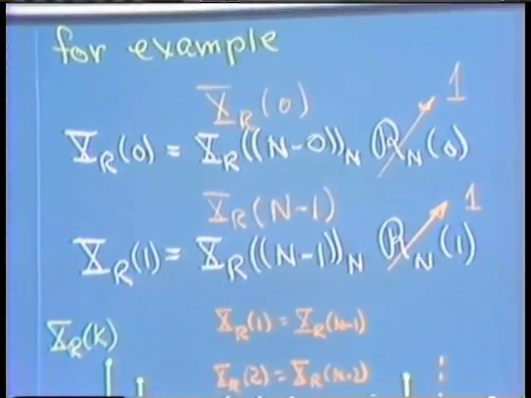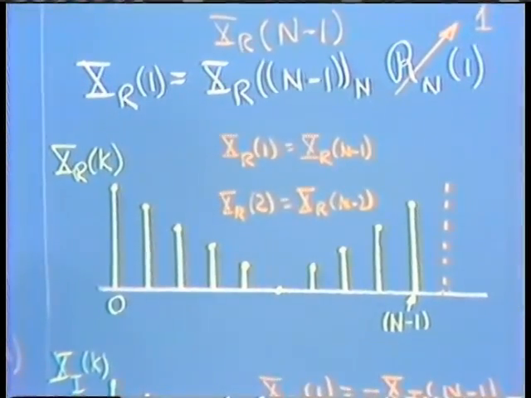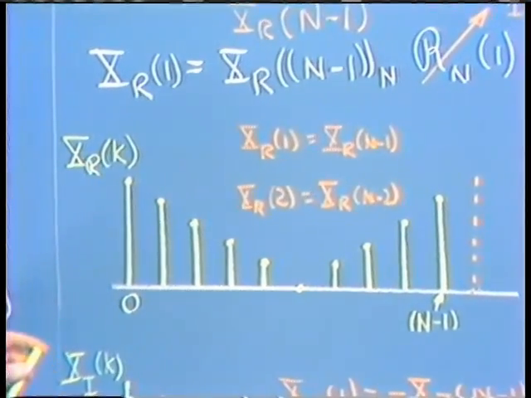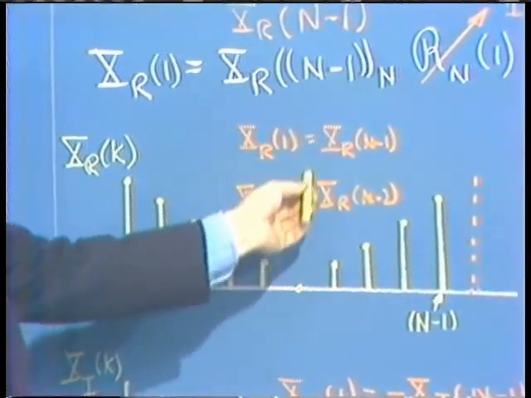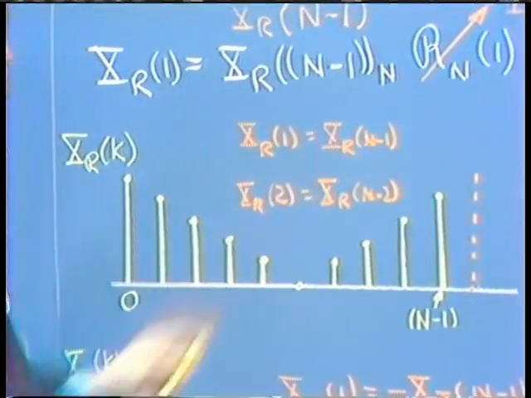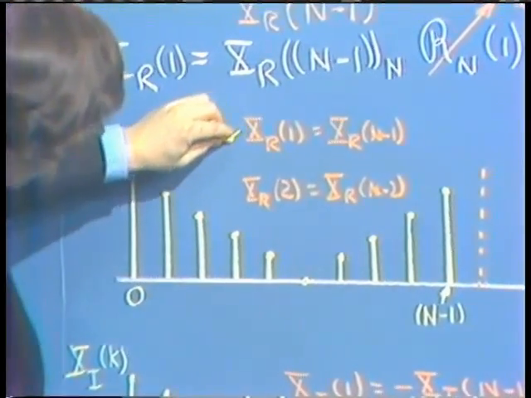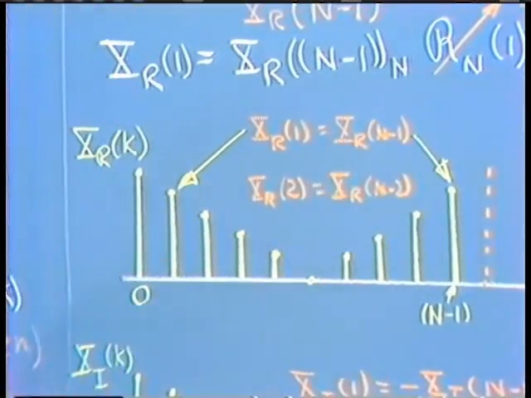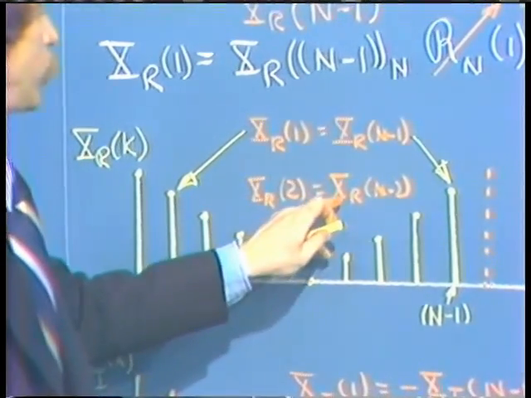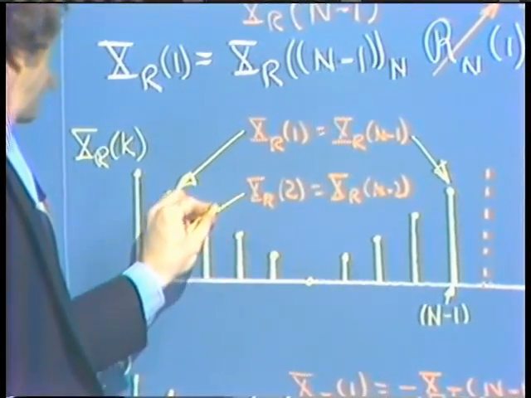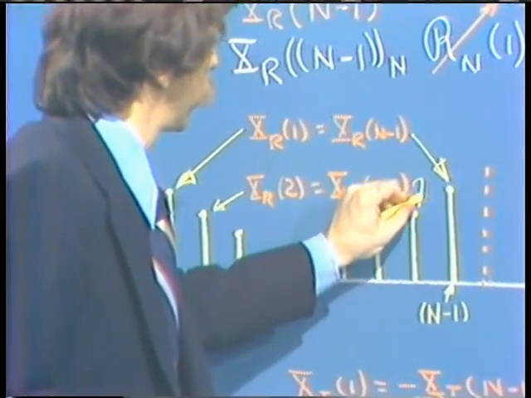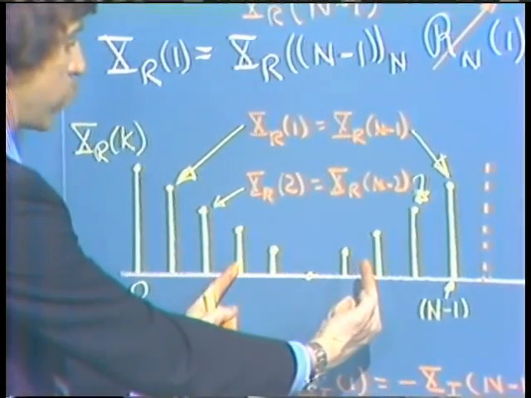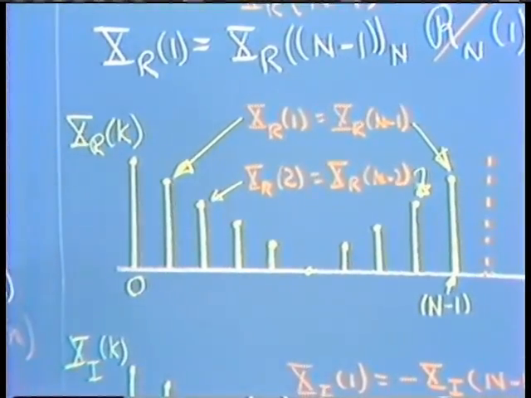So as an example, here we have what can correspond to a real part. And we have x sub r of k. We have x sub r of 1 equal to x sub r of capital N minus 1. Well, that says that this value is equal to that value. X sub r of 2 equal to x sub r of n minus 2. That says that this value is equal to that value. And likewise, this value is equal to this one is equal to that one, etc.